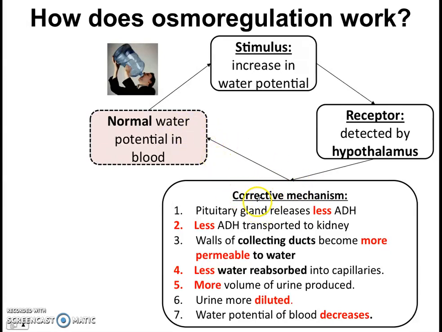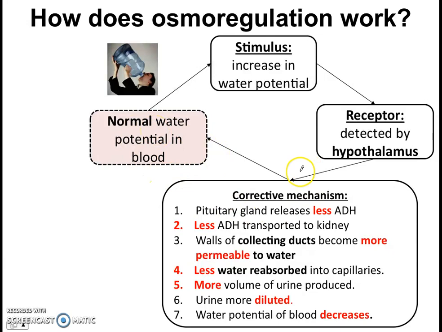Okay, so what happens? The pituitary gland will now release less ADH. So it's kind of the opposite as just now. Just now it was more ADH, now it's less ADH. Less ADH is transported to the kidney. The walls of the collecting duct become less permeable to water, so less water is reabsorbed. If less water is reabsorbed, then more water remains in the urine, so more volume of urine is produced and the urine becomes more dilute. And because less water is reabsorbed, the water potential of the blood will decrease. And this will bring back the water potential to normal.